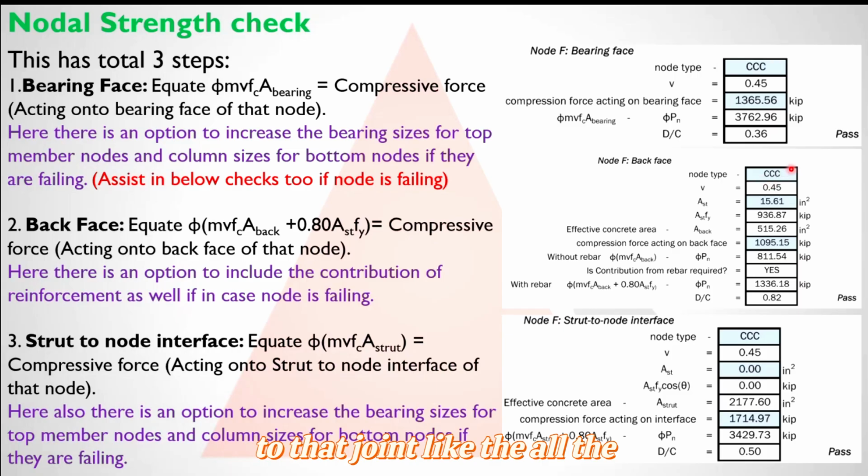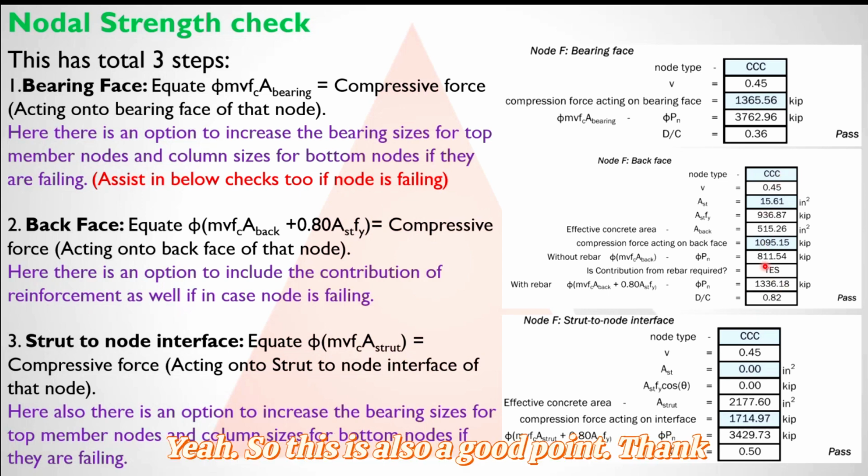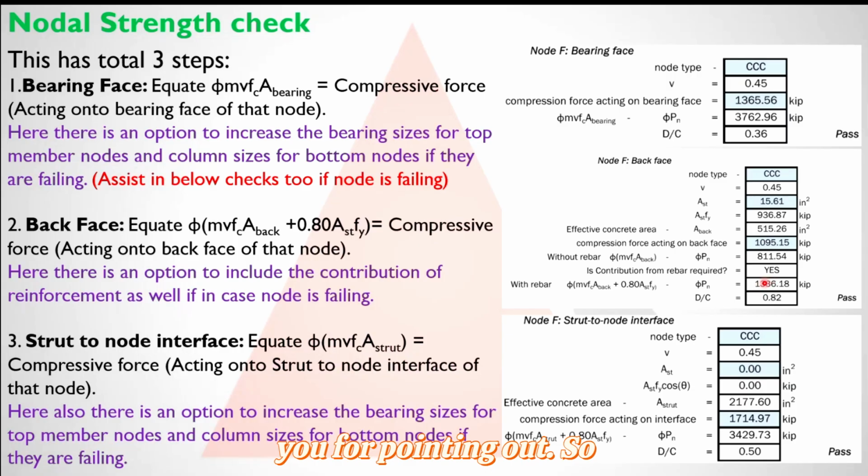All the compressions are there, so yes, this is a CCC. But at that node, we will definitely have a top main rebar and bottom main rebar, in either case. So we will take the help of the rebar which is already there. Okay, so this is also a good point. Thank you for pointing out.